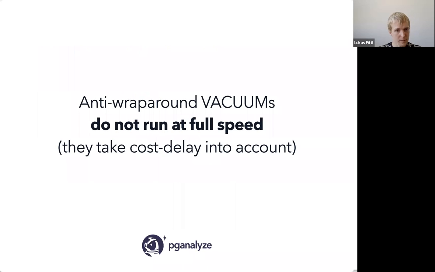One really important thing to understand here is that anti-wraparound vacuums do not run at full speed. They do take cost delay into account. This confused me some time ago, and I thought anti-wraparound vacuums ran at full speed, which would make things very different, but they do not. They do slow down. So if you have a very slow anti-wraparound vacuum, it's very likely that the cost delay is to blame.